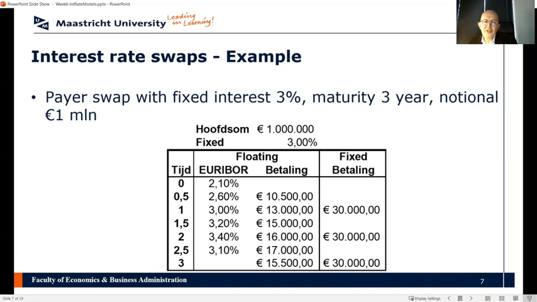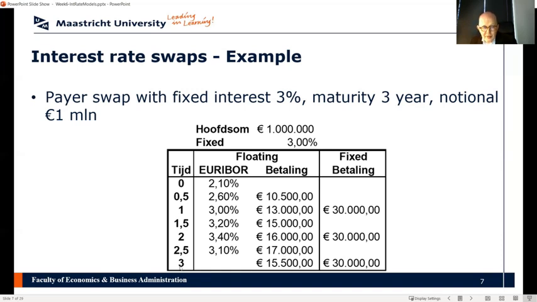And what typically happens in the real world is we are not simultaneously making 2 payments, but the 30,000 and the 13,000 are being netted against each other. So in this example, I would then pay 17,000 to the counterparty, and that settles the difference. And then we observe the 3%, and then we go on until the very last period.